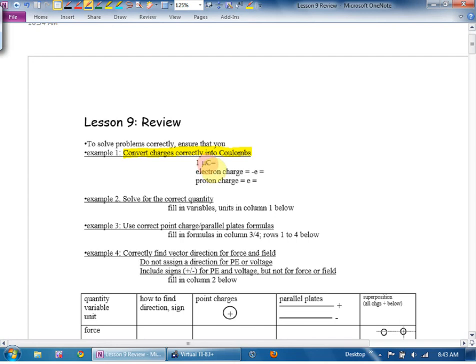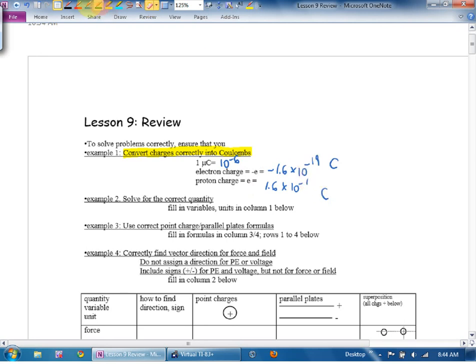It's 10 to the negative 6. Milli was 10 to the negative 3, but on your test, micro is the one we use the most. And then we had the electron charge, often abbreviated as negative e. What was the charge on an electron? 1.6 times 10 to the negative 19. And the charge on a proton was positive 1.6 times 10 to the negative 19 coulombs.